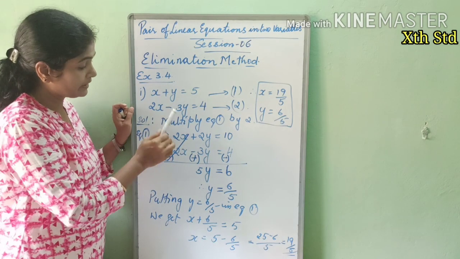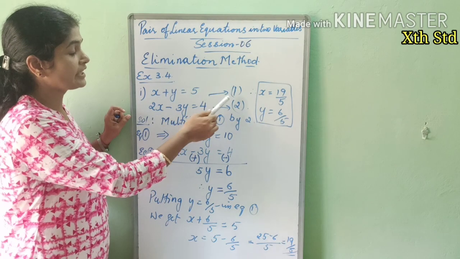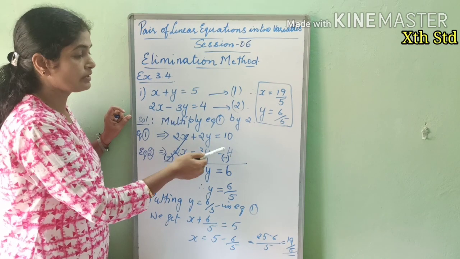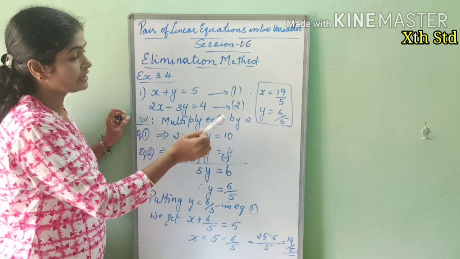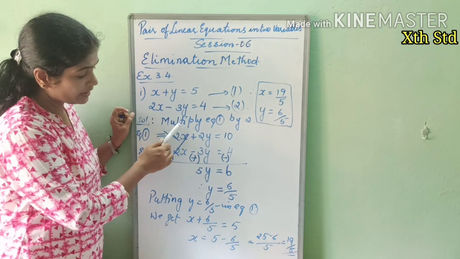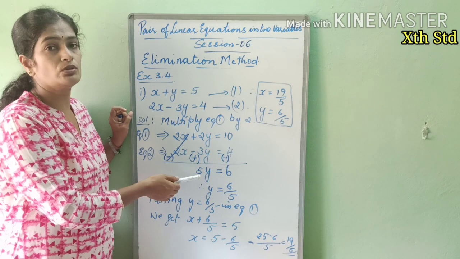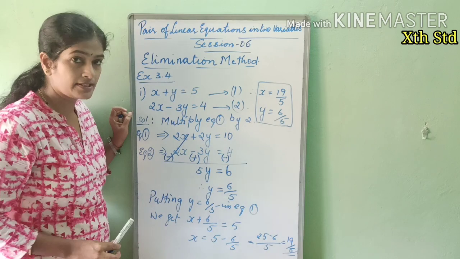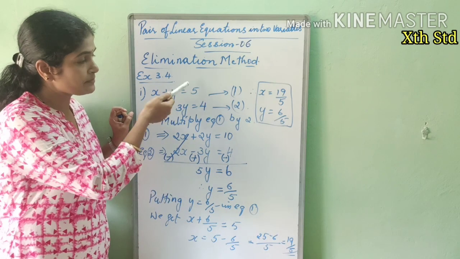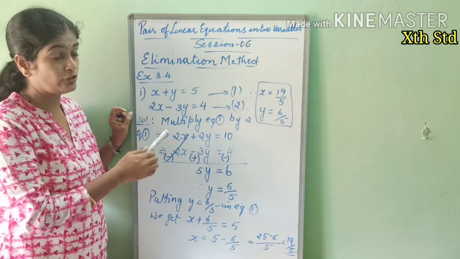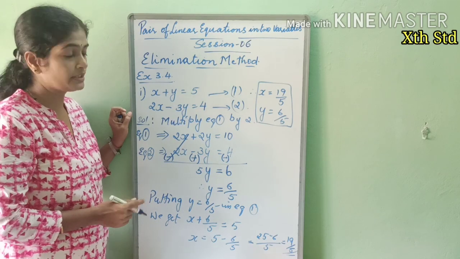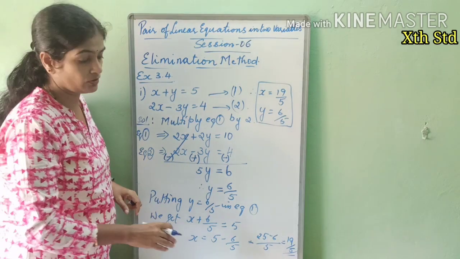Okay. After multiplying, we should be careful. That is, throughout the equation we should multiply. The mistake we made here should not occur again. Okay. Then it will reduce into one variable. Then we can get the value of that. Then substitute it back and find the value of the other variable. Fine. Like this, we will do the second one also, the second part of it.